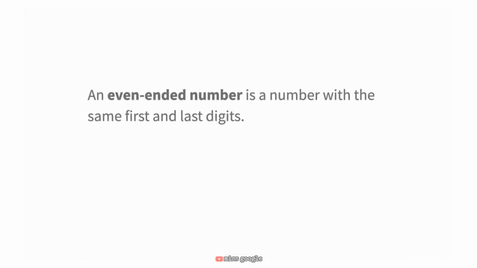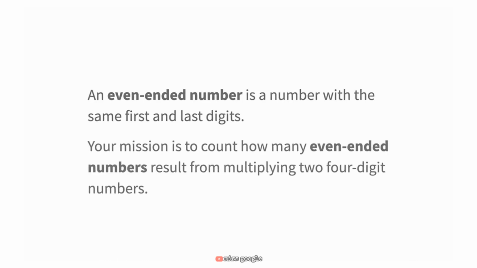An even-ended number is a number whose first and last digit are the same. Your mission, should you choose to accept it, is to count how many even-ended numbers there are that are a multiplication of two 4-digit numbers.